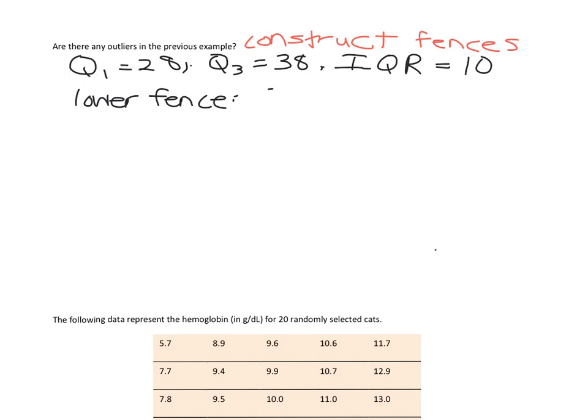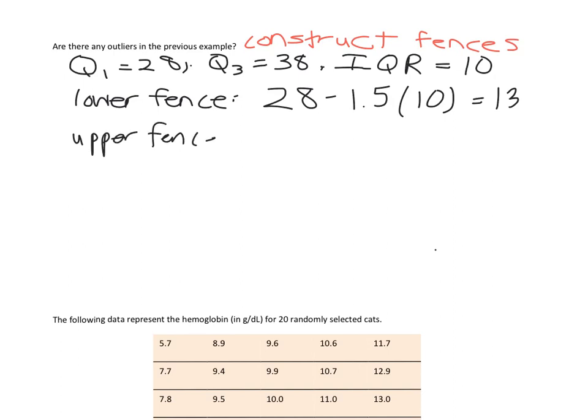So your lower fence is Q1 minus 1.5 times the IQR. Remember multiplication first. So it's going to be 28 minus 15, it's 13. So anything in our data set less than 13 is an outlier. Let's look at our upper fence. Now we start with Q3. We add 1.5 times the IQR. So 38 plus 15 is 53. So anything bigger than 53 is considered an outlier.